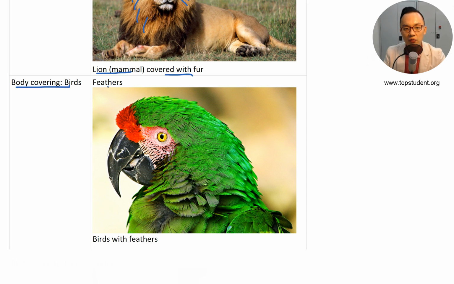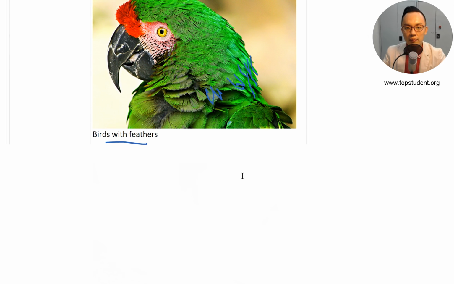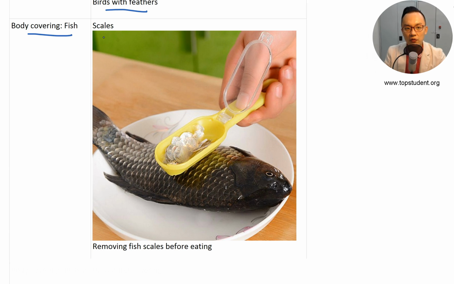What are the body coverings for birds? All right, so birds have feathers. If you see a parrot, birds with feathers, you can see all these feathers of the parrot. All right, so that's the body covering for birds. And the body covering for fish is scales. This is actually a device to remove scales before eating, and you can see the scales of the fish. These are all the individual scales of the fish. So you have to remove the fish scales before you eat the fish.